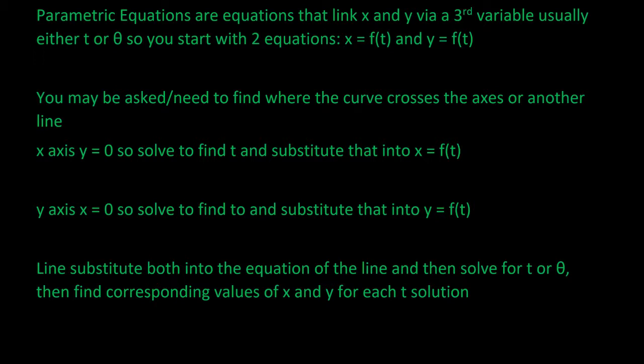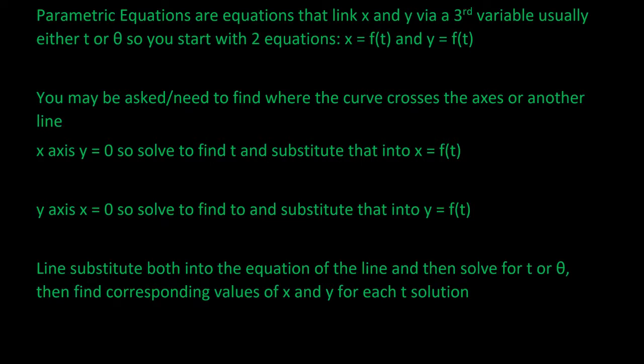If you're doing it to find where it crosses a line, you'll need to substitute for both x and y, then solve for either t or theta, whatever type you've got, and then at the end, once you've found your solutions for t or theta, work out what the corresponding x and y values will be for each of those solutions.